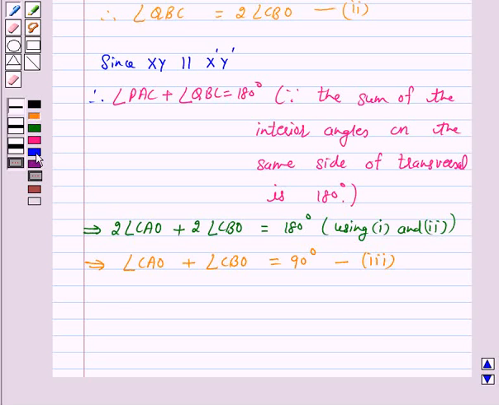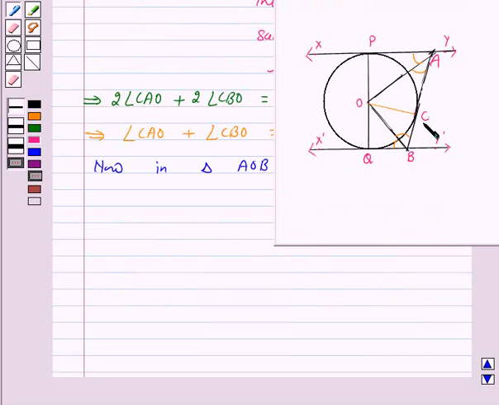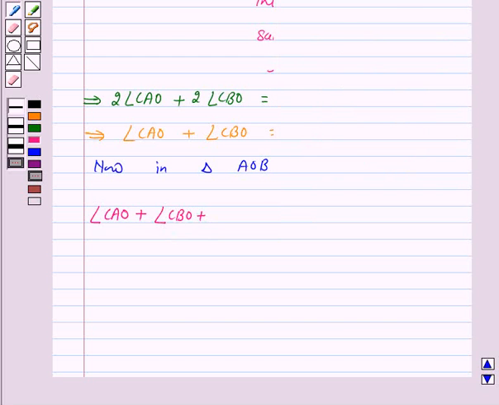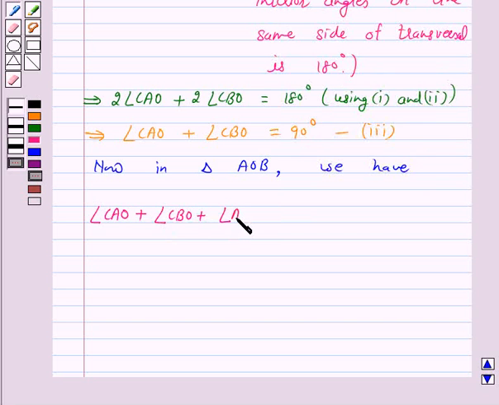Now, in triangle AOB, we have angle BAO or angle CAO plus angle ABO or angle CBO plus angle AOB is equal to 180 degrees. Angle sum property of a triangle.